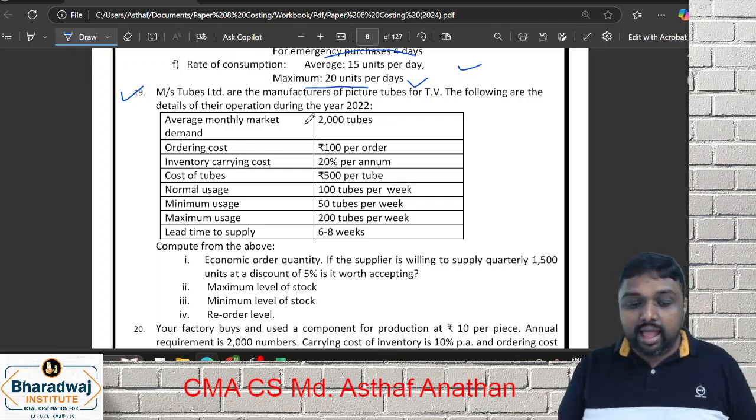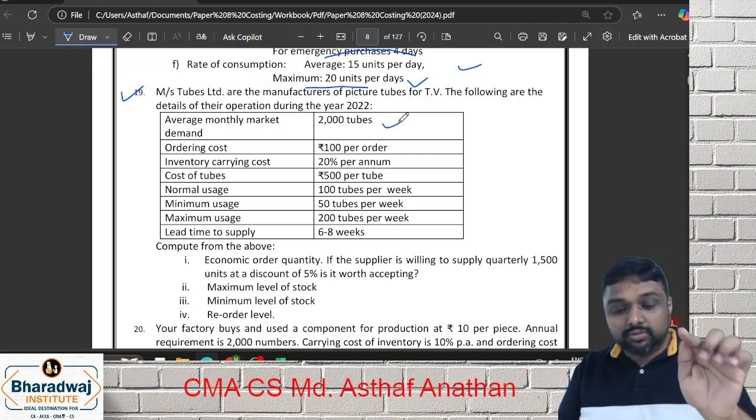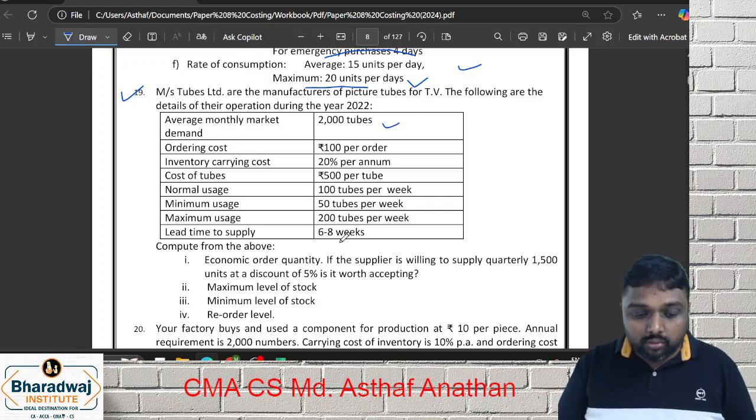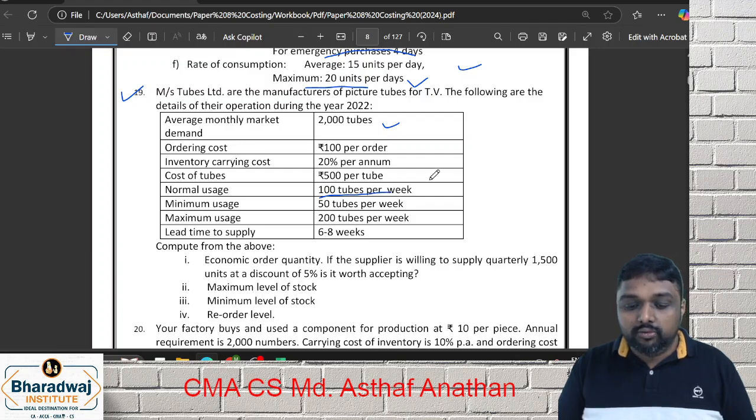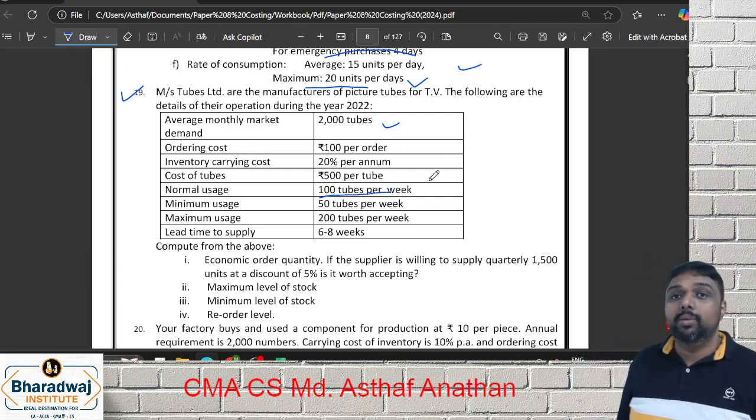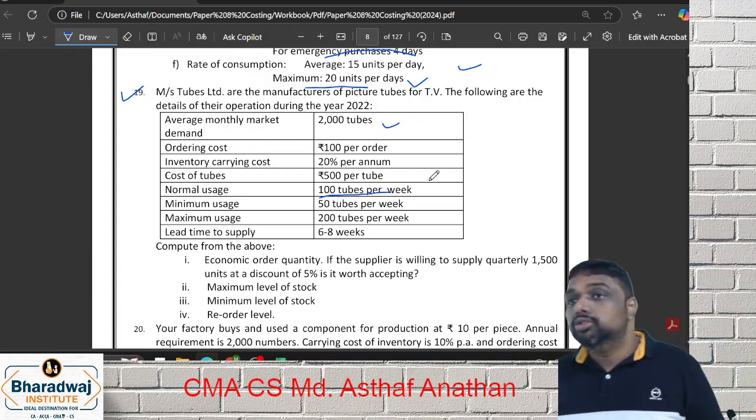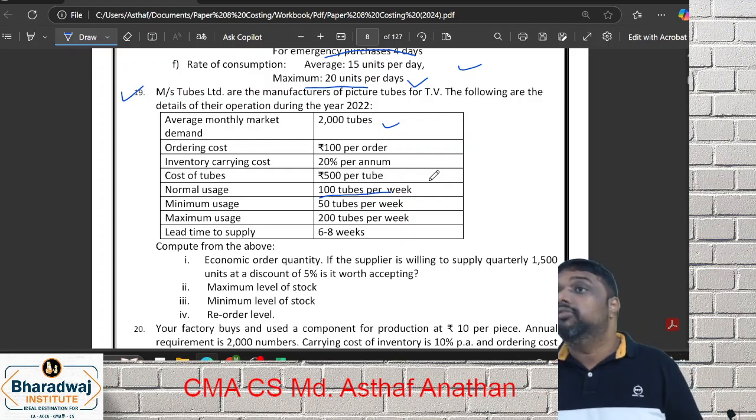Here, average monthly demand is given, but this is for finished goods. You have to take normal usage, which is 100 tubes per week. So in a year, how many weeks are there? 52. So annual consumption, you have to take as 5,200.